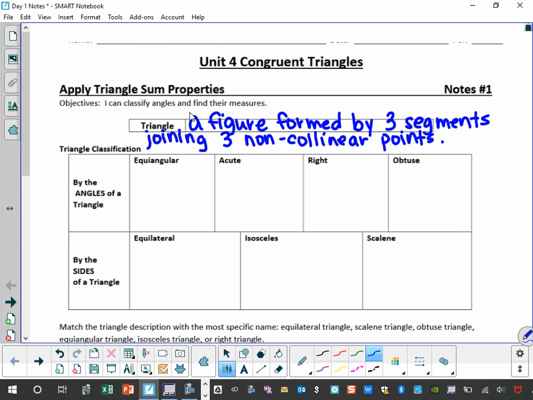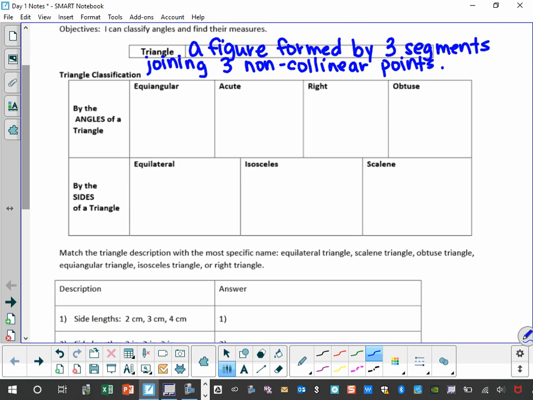Alright, so triangle classification. We can classify triangles by angles and their sides. There are 4 different ways to classify by angles. The first one is called equiangular. That means you have 3 congruent angles. You have to make sure you're paying attention to the words that classify angles versus the words that classify the sides.